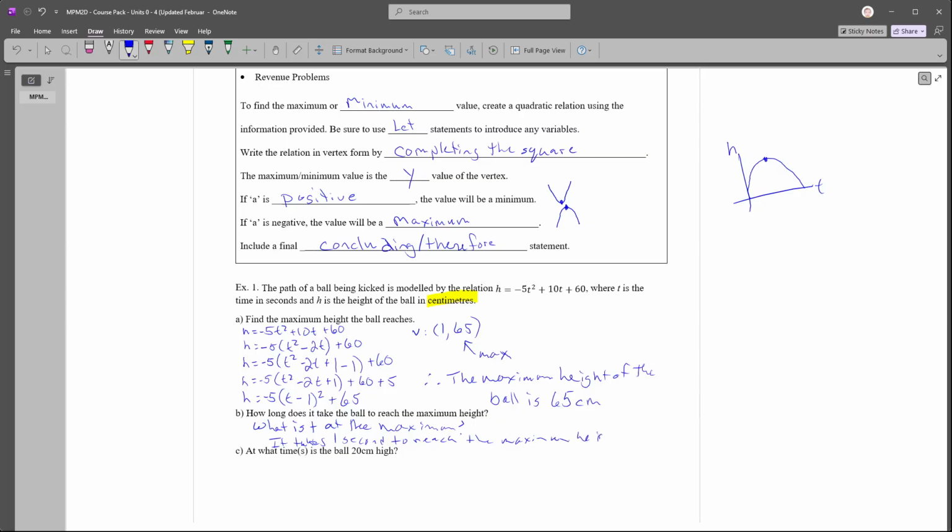Even that actually is kind of silly. Should have got there a lot faster to reach 65 centimeters. All right. At what time? So now we're looking for a t.